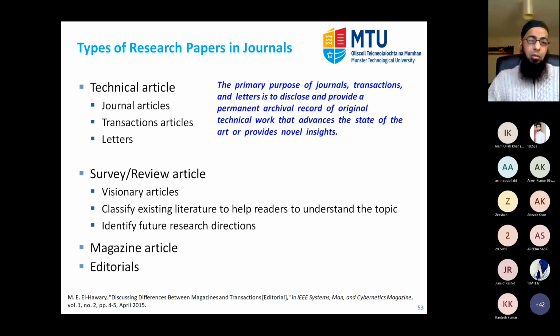Then you have editorials. Editorials are written by the guest editors or editors who are working on a particular area, and they are basically just an introductory one-pager or two-pager article where the editor tries to describe why this topic is important and what papers are there in this particular special issue. So these are the types of research papers which one can find.